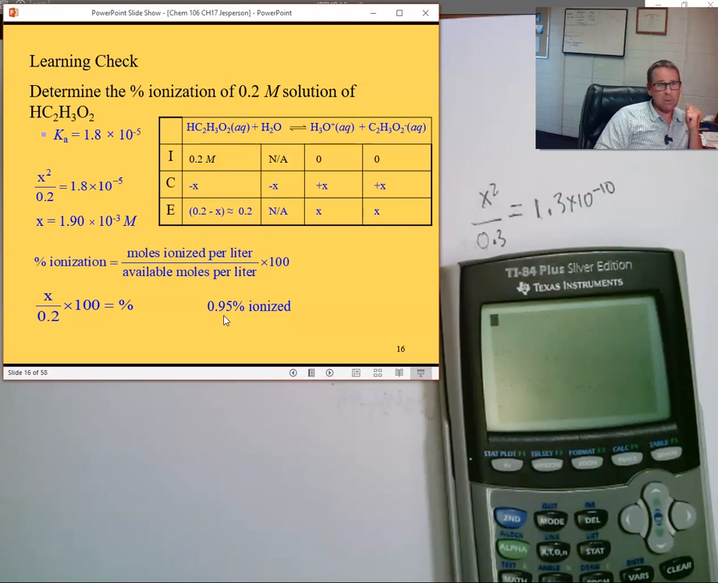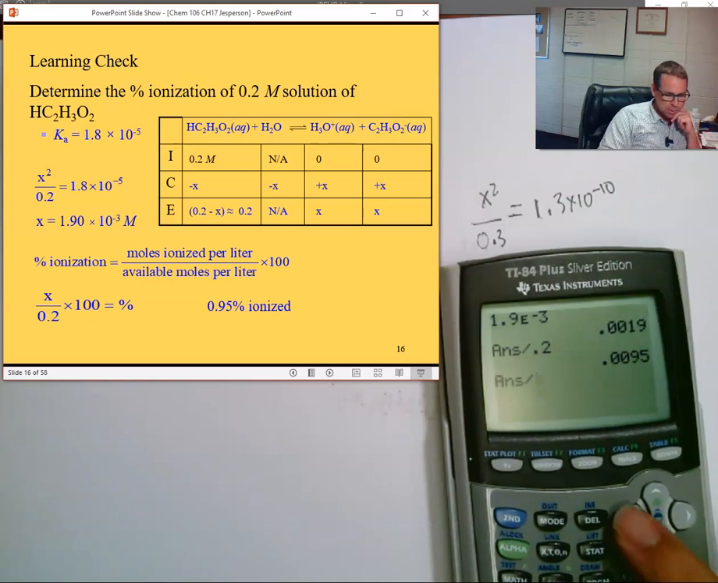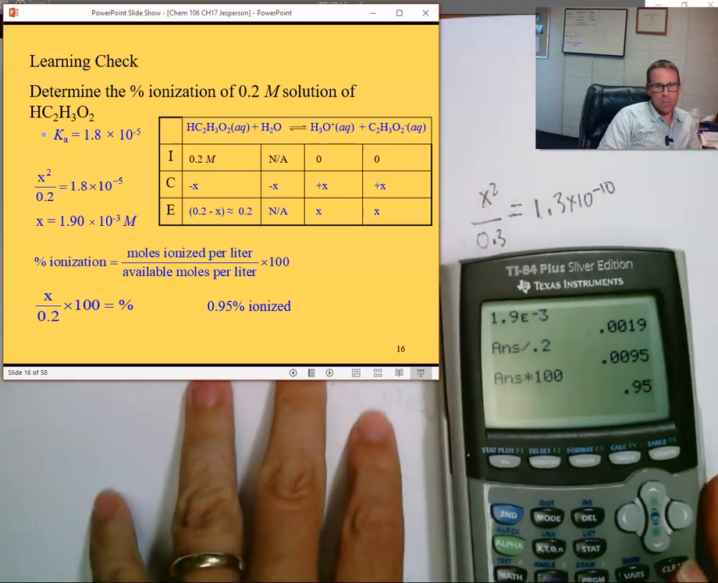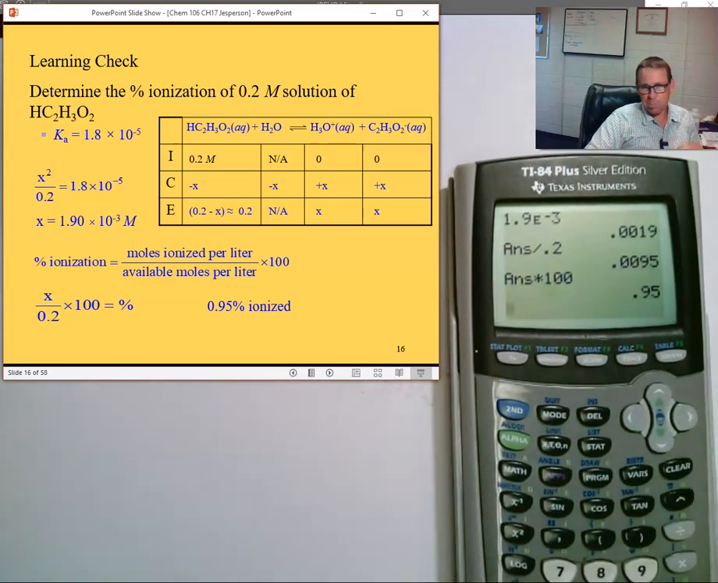So one more time, I solve for X. That tells us the amount of this C2H3O2 minus, right? So I can take that amount, 1.9 times 10 to the minus 3, and divide by the amount that I started with, 0.2, times 100, and that'll be my percent ionization of 0.95%. Okay? So that's another parameter, another tidbit of information that people are generally interested in.